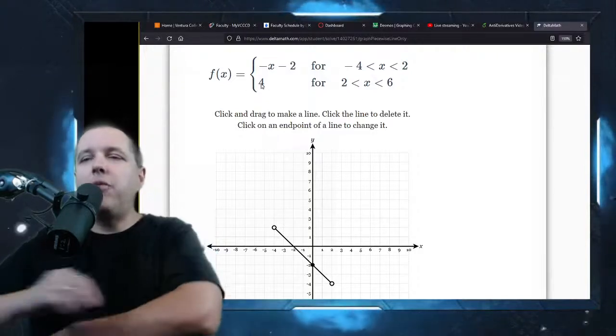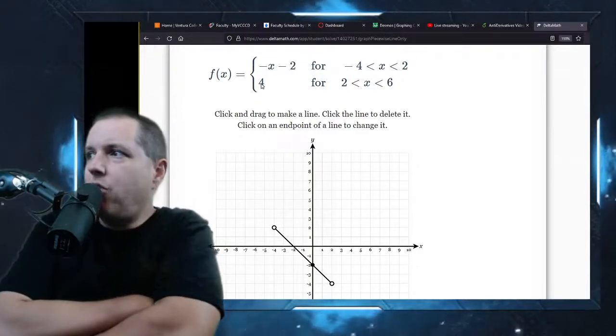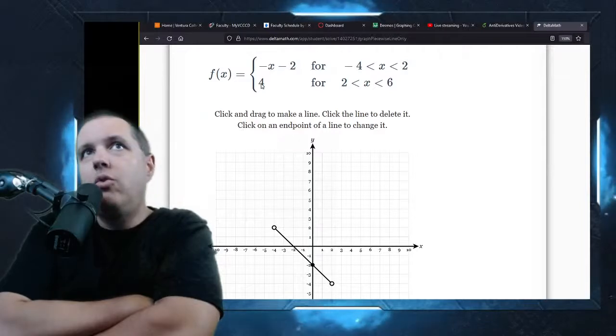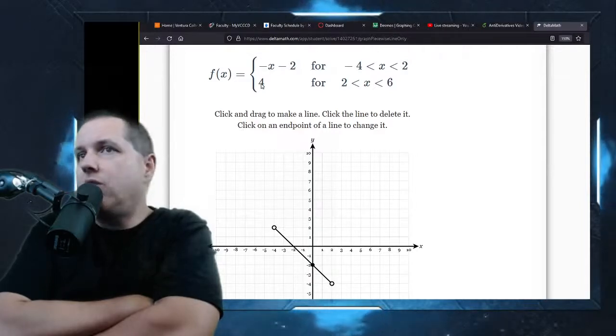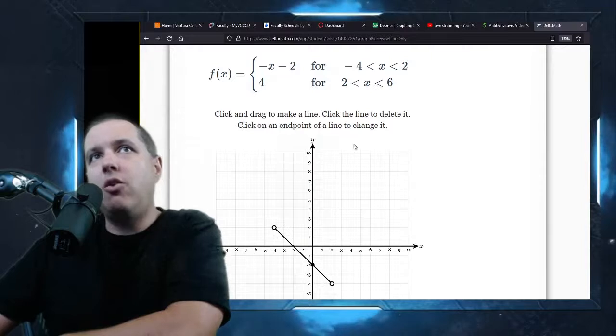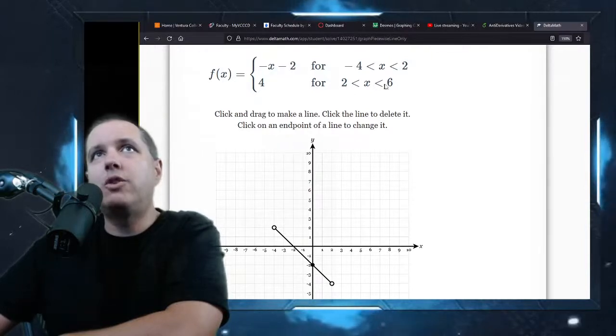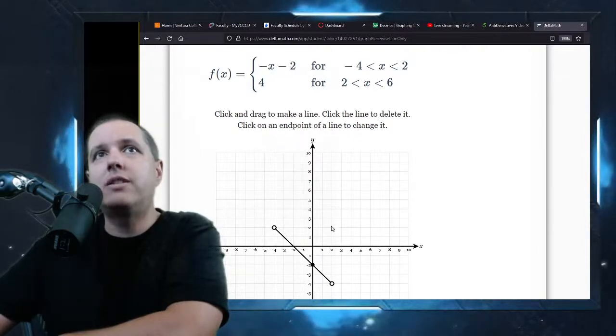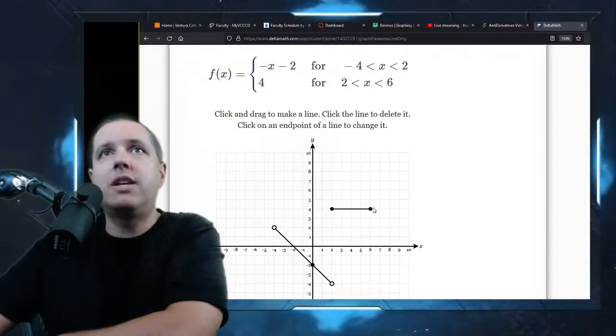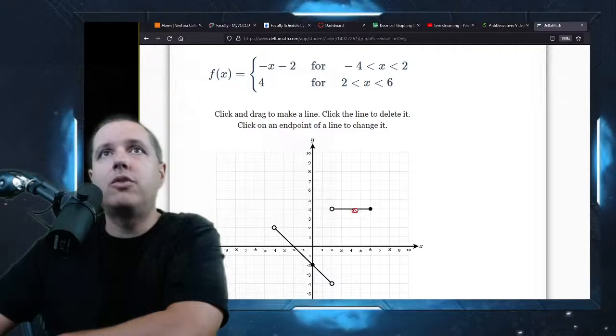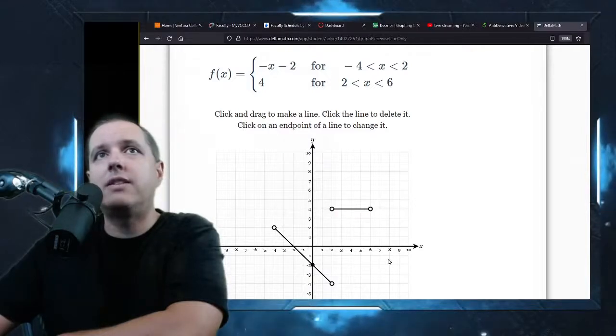Now what's this? What about 4? If your y values are always 4, what is that going to be? What does that look like? Well, that looks like a horizontal line at y equals 4, and it goes from 2 to 6. So from x equals 2 over to x equals 6, but we've got those hollow dots, so you click those dots.